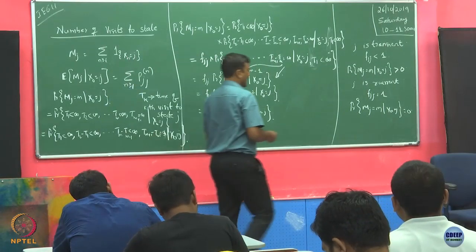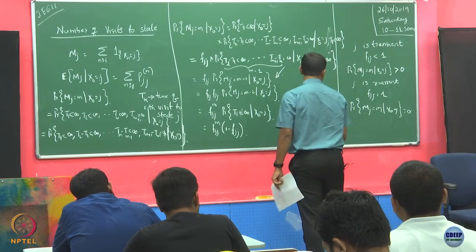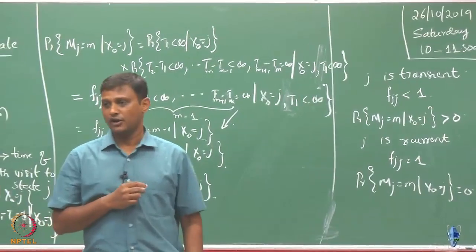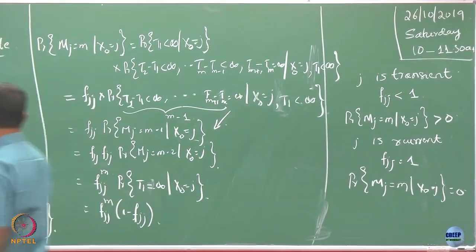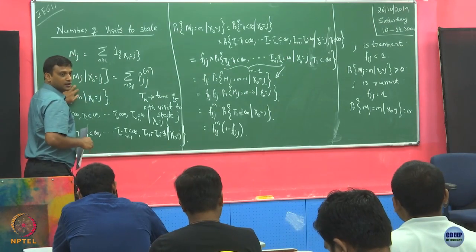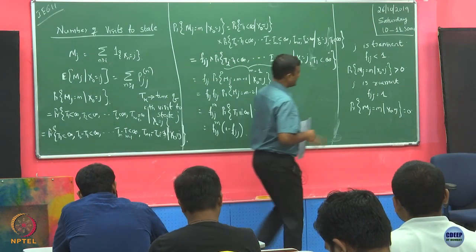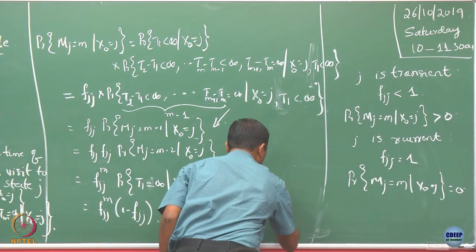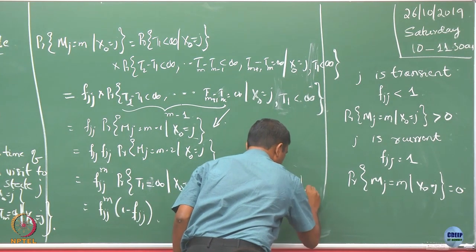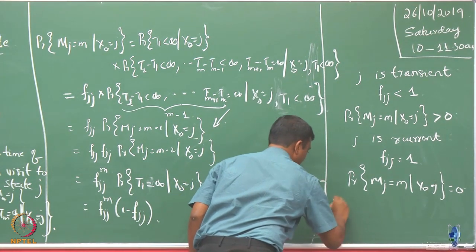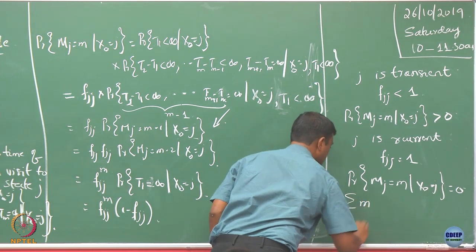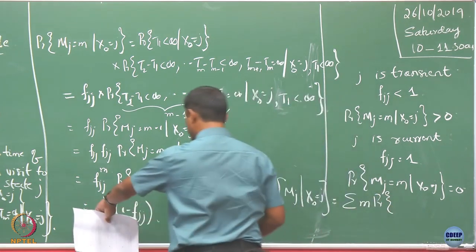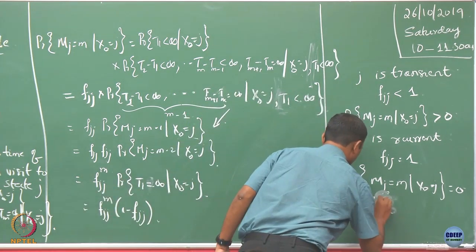Okay, now we have this. Now let us see, based on this probability, we can find out the expected value of MJ. MJ expression we already have here. Let us see what expression I get from this probability. Now, what is the expected value of MJ given X naught equals j? Well, how can I write this? I am going to write it as m into probability, right? And what is the probability? Probability is exactly this quantity here.